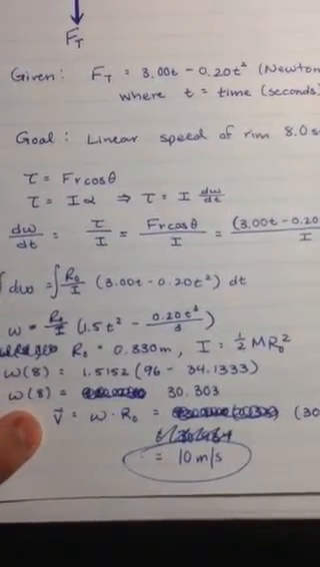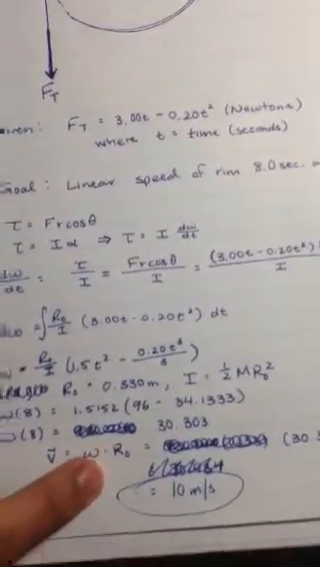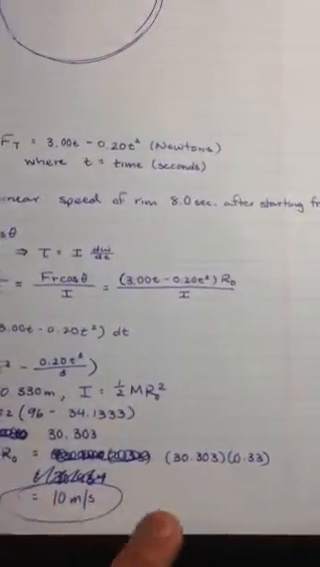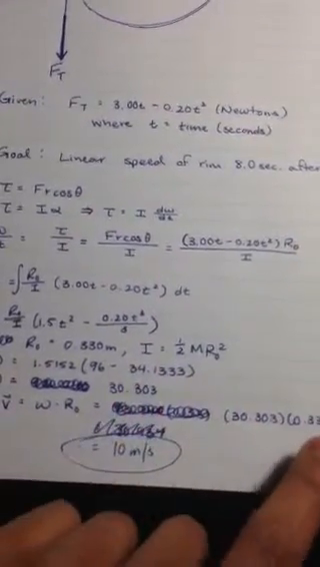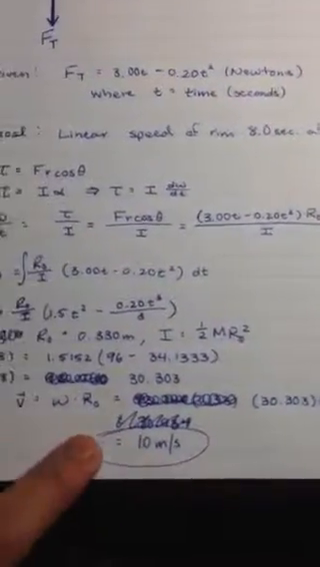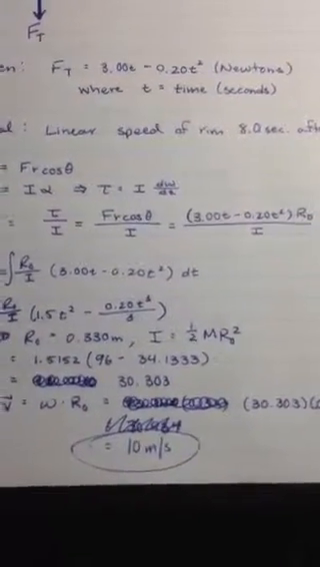and our linear velocity is defined as angular velocity times the radius. So if we do that, we get that times our radius, and we get the tangential velocity, the linear velocity, to be 10 meters per second.